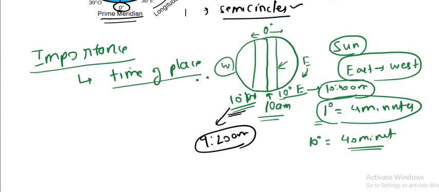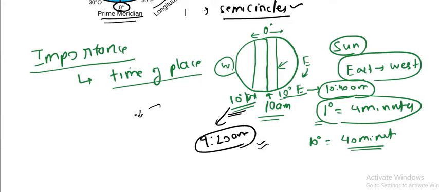This kind of question can be asked in the paper, where they will give you the names of two cities and their longitudes, and they also give the time at one city, and they will ask you what is the possible time at the other location based on their longitudes. In this way we can calculate the time, right?